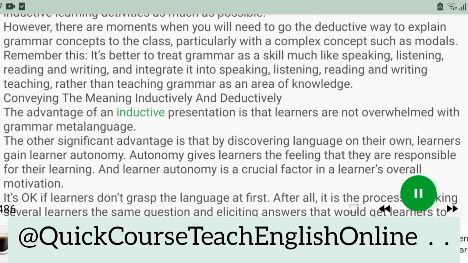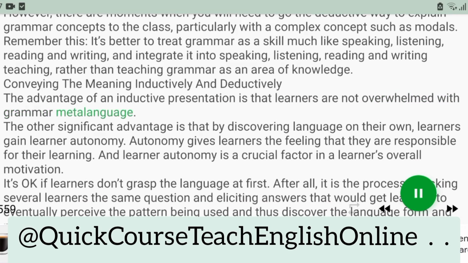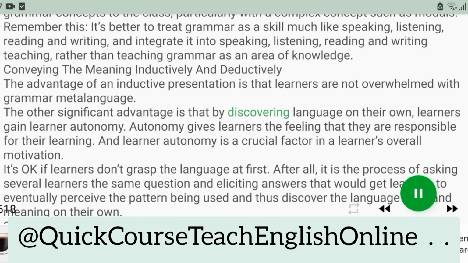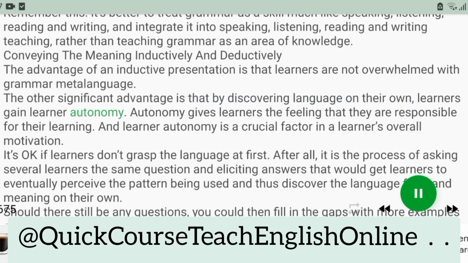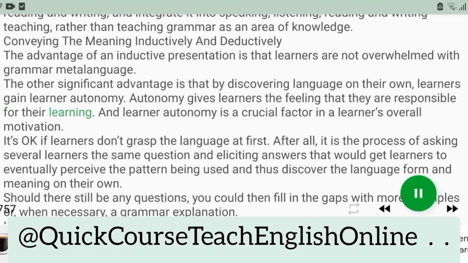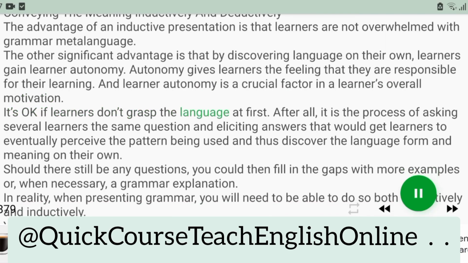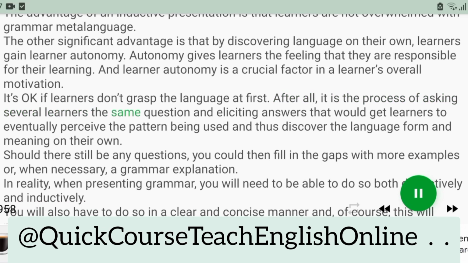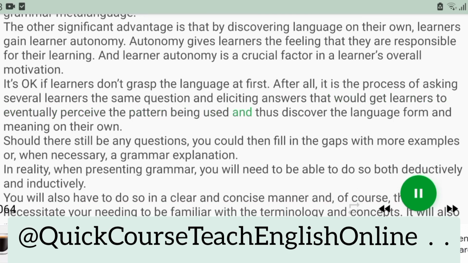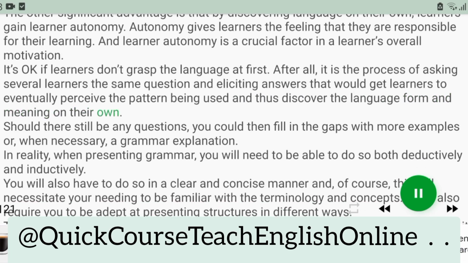The advantage of an inductive presentation is that learners are not overwhelmed with grammar metalanguage. The other significant advantage is that by discovering language on their own, learners gain learner autonomy. Autonomy gives learners the feeling that they are responsible for their learning. And learner autonomy is a crucial factor in a learner's overall motivation. It's okay if learners don't grasp the language at first. After all, it is the process of asking several learners the same question and eliciting answers that would get learners to eventually perceive the pattern being used and thus discover the language form and meaning on their own.